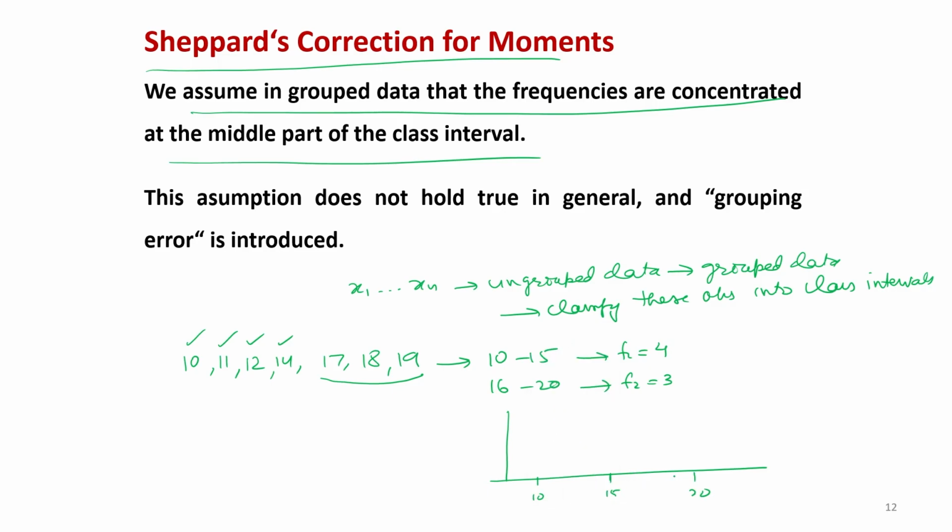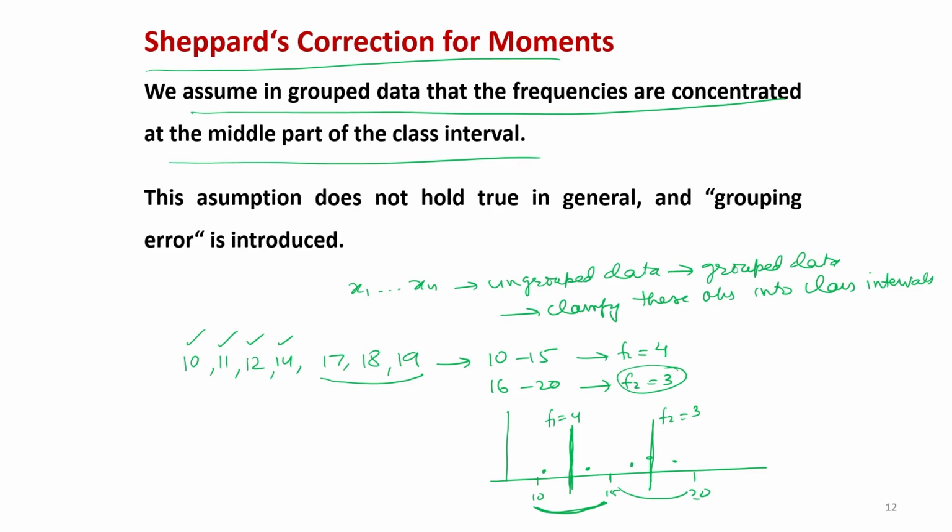up to 20. So, what we assume here, although these values are somewhere here, here, here or here, is that all these values, f1 equal to 4, are concentrated in the middle part of this class interval. And similarly, the absolute frequency f2 equal to 3 means there are 3 observations in the class interval between 15 to 20, and they are concentrated at the midpoint, right. It is like this.